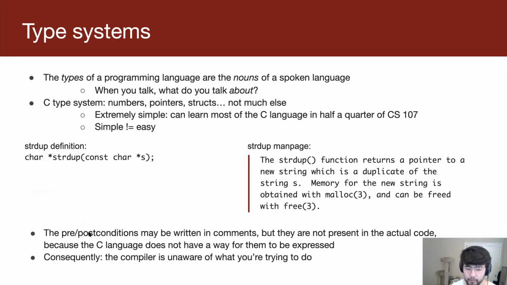So again, you can write your pre and post conditions in the comments, but if they're not in the actual code, if the language doesn't give you a way to express those pre and post conditions, then the compiler doesn't know what you're trying to do. It can verify the basic types. It can verify that you take a number. It can verify that you take a Boolean. It can verify that you return a pointer to a sequence of characters. But beyond that, it doesn't really know your intent. It doesn't know what you're trying to do, so it can't give you an error if you do something that you didn't mean to do.